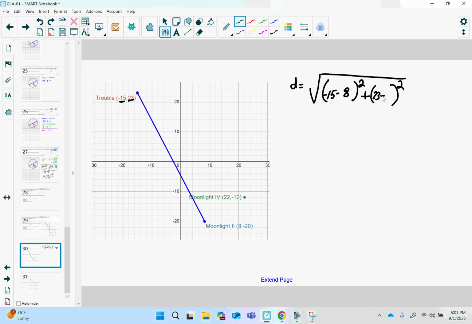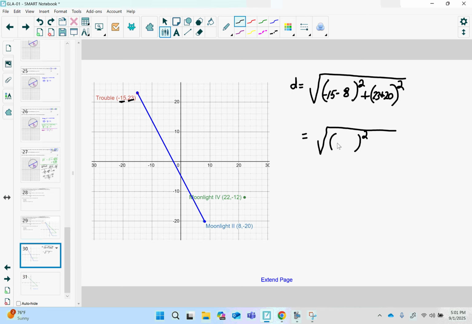And then subtract the y-coordinate of the Moonlight 2 rescue boat, which is -20. Now, I already know that I want to subtract 23 minus -20, which will give me a double negative, and that will mean that I end up with a plus 20. Now, it would be fine if you did this differently as far as the order of the coordinates.